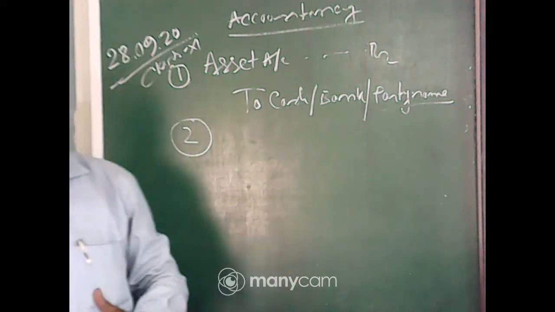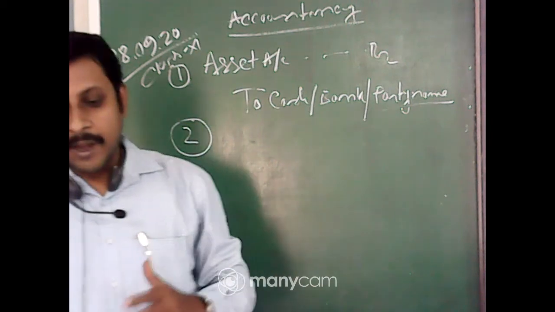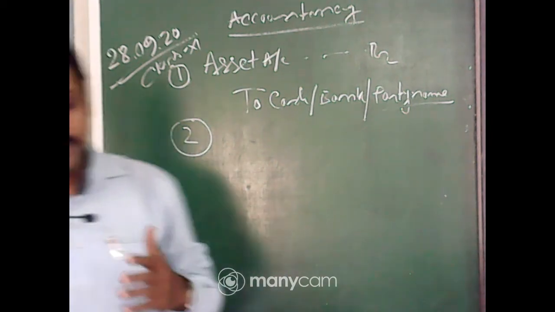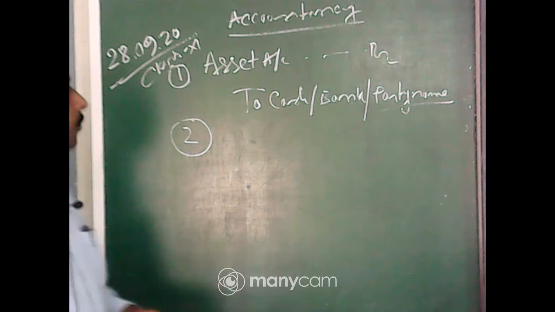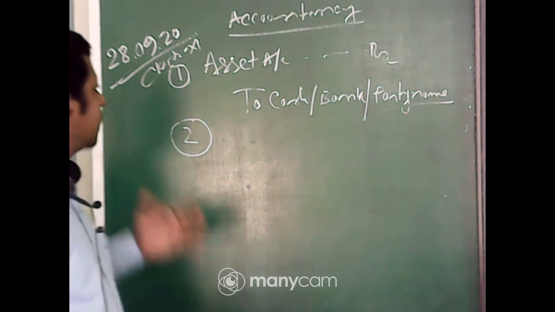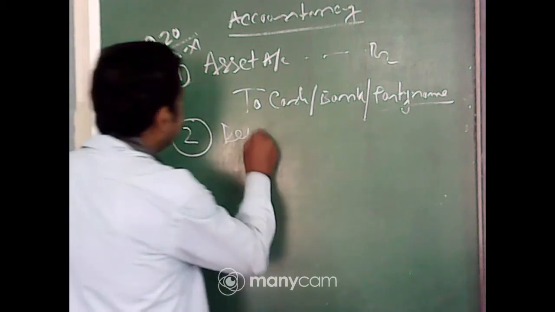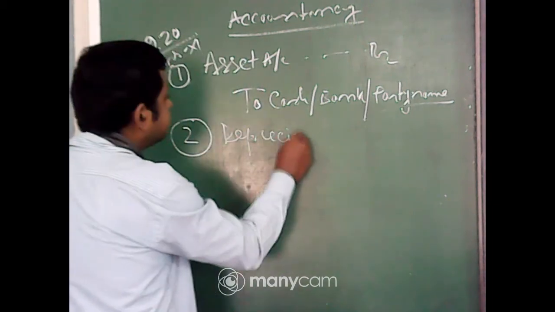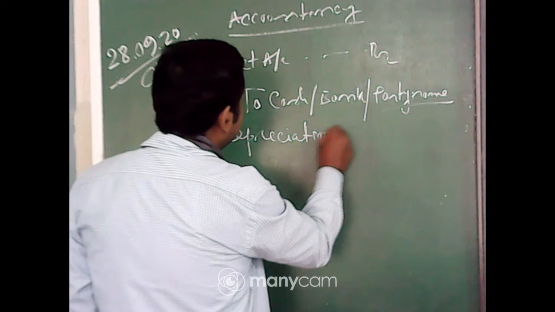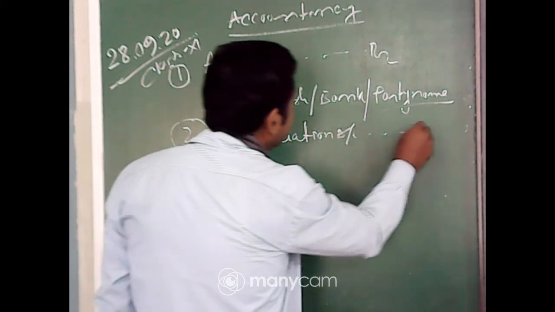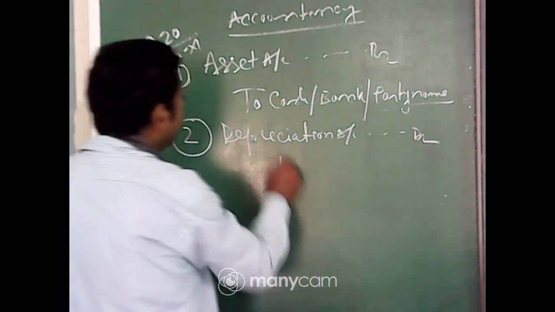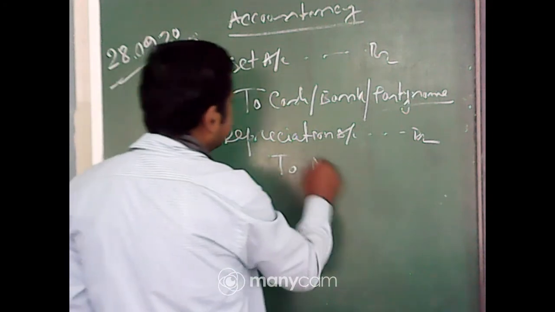After the year end you charge the depreciation. So what would be the entry you have to pass? What is the journal for charging depreciation? The depreciation account would be debited to asset account.